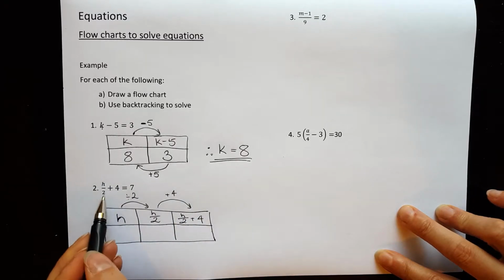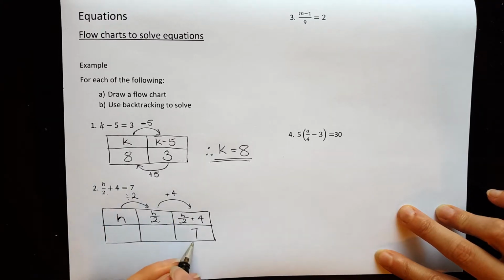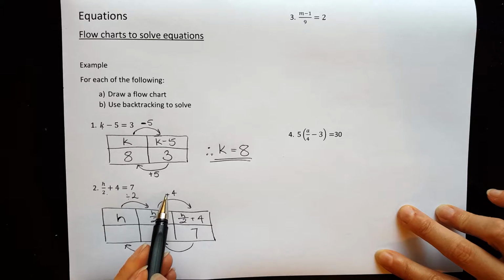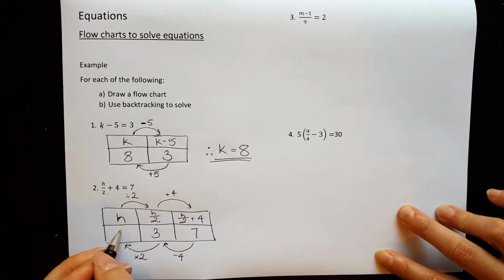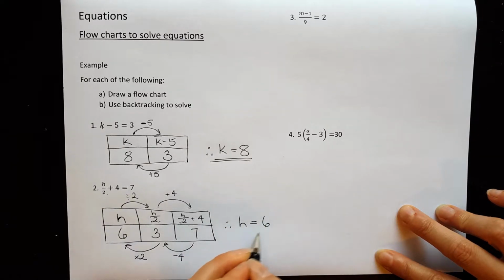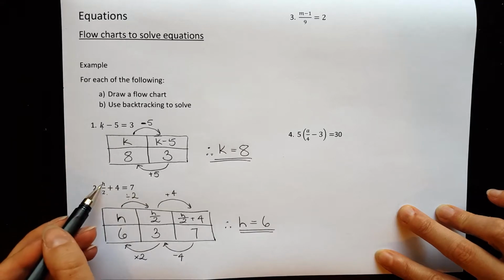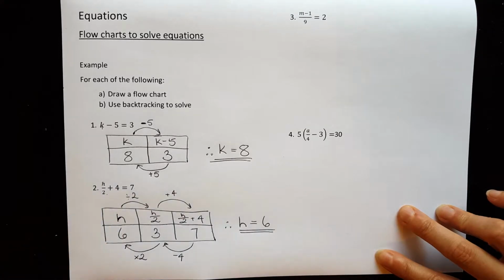Okay, that's complete. That's everything on the left side. That is equal to 7. So now we need to go backwards with our numbers from the 7, doing inverse operations. The inverse of plus 4 is to minus 4, and inverse of divide by 2 is to times by 2. So 7 minus 4 is 3, times by 2 is 6. So that tells me that the answer is H is equal to 6. Let's check if that works. 6 in here, 6 over 2 is 3, plus 4 equals 7. That's right, it works.